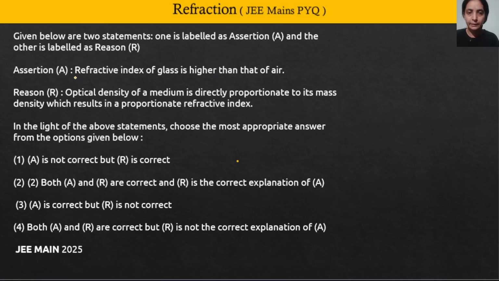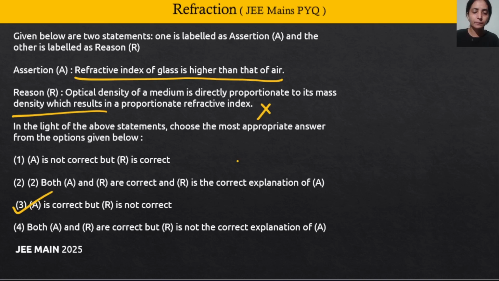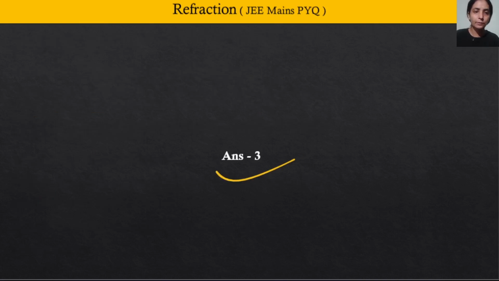of air, करेक्ट है, डन है। B क्या कह रहा है, optical density of a medium is directly proportional to its mass density, which is wrong. क्योंकि आपने क्लास 10th में भी एक चीज पढ़ा होगा, किरोसिन। किरोसिन का optical density ज्यादा होता है वाटर से, लेकिन किरोसिन का mass density कम होता है। So this is not correct, this is wrong. So option third will be correct, ठीक है। So this will be your correct option.